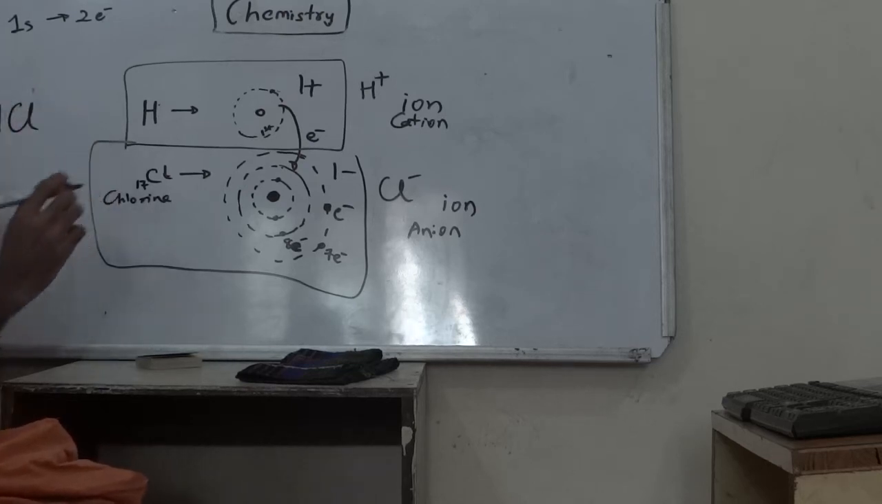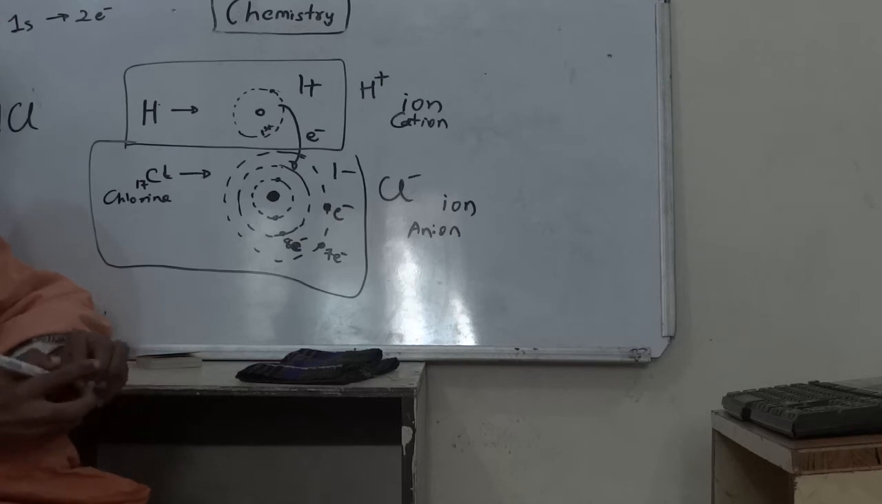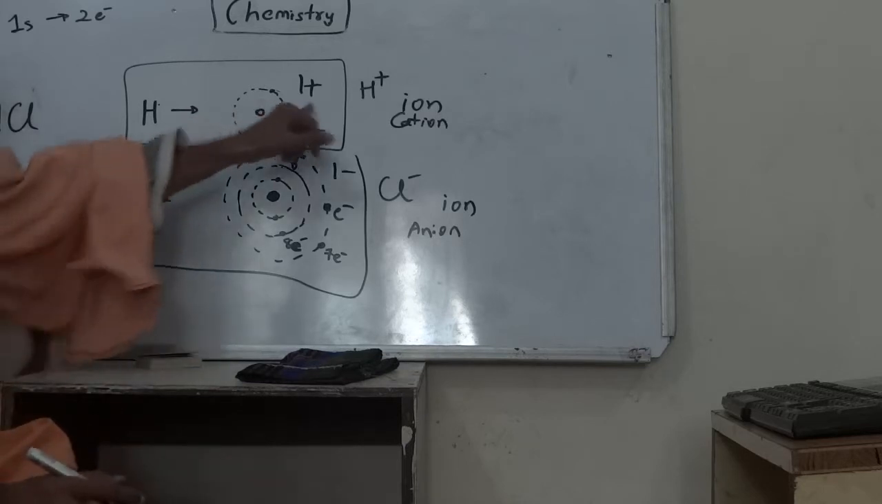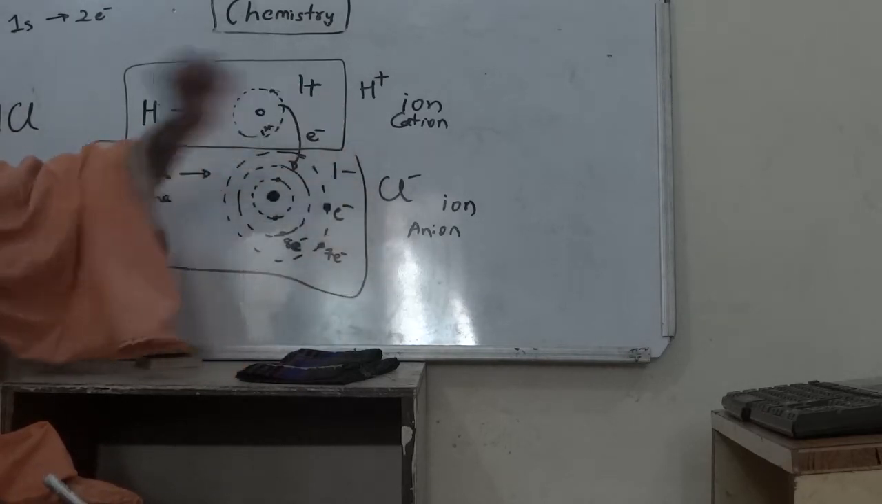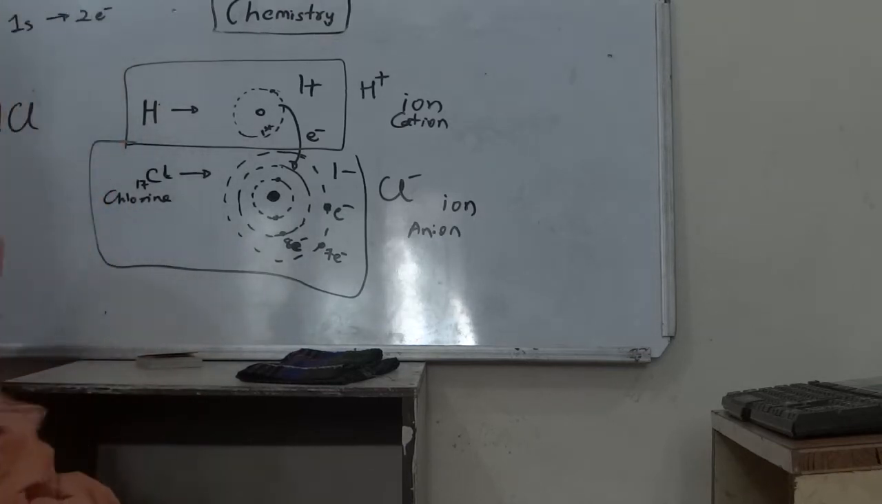This is an HCl molecule. This is called a molecule, a combination of two atoms staying together. And the total charge of HCl is... H is positive, Cl is negative. What is the total charge of HCl? 0. Here it was total charge 1 positive, here it was total charge 1 negative. They both combined, so it is 0. Total charge of HCl is 0.